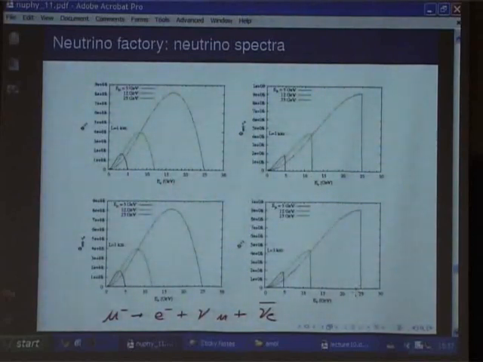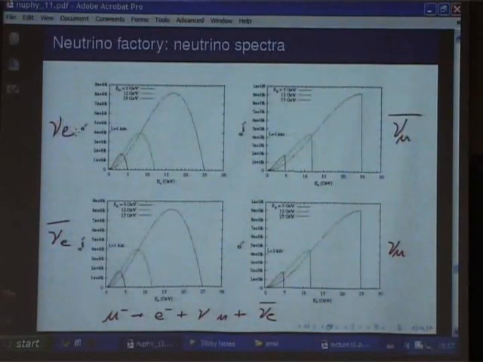If you have the other configuration, you do mu bar flux. But mu bar flux, this is mu. It looks like this. So almost of similar kind. Magnitude is almost the same. These are detected. No, these are produced fluxes. This is mu bar. This is mu.